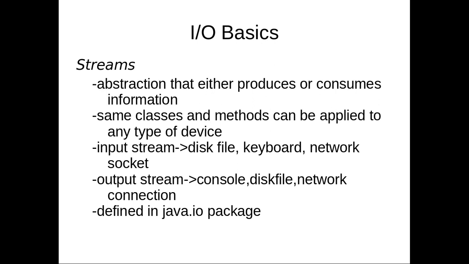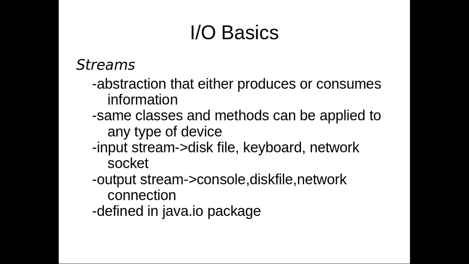If you have a character stream, you can send that via that character stream. So it is an abstraction that either produces or consumes information. That means a stream is an abstract type which is producing or consuming information. That means you can add as well as retrieve information from that. The same classes and methods can be applied to any type of device.